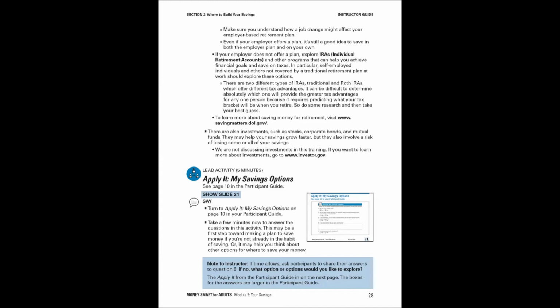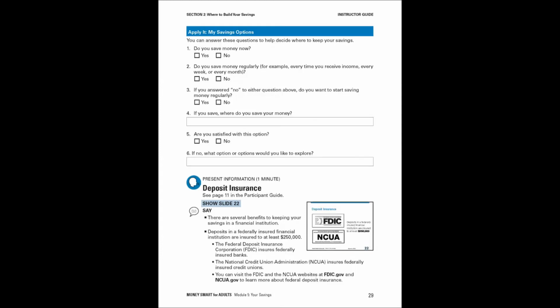Showing slide number 21, there are 6 questions here that is going to allow your participants to really think about what they're currently doing. And you'll see the questions here on page 29 in your instructor guide. And it's just really about having them to really zero in on what's going on with their own savings patterns. And that's what these questions are asking and getting them to get their awareness around this topic.